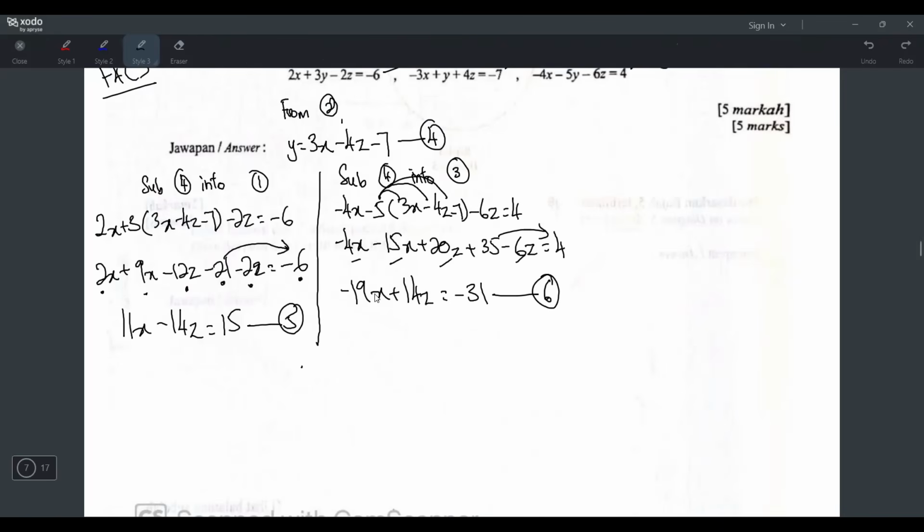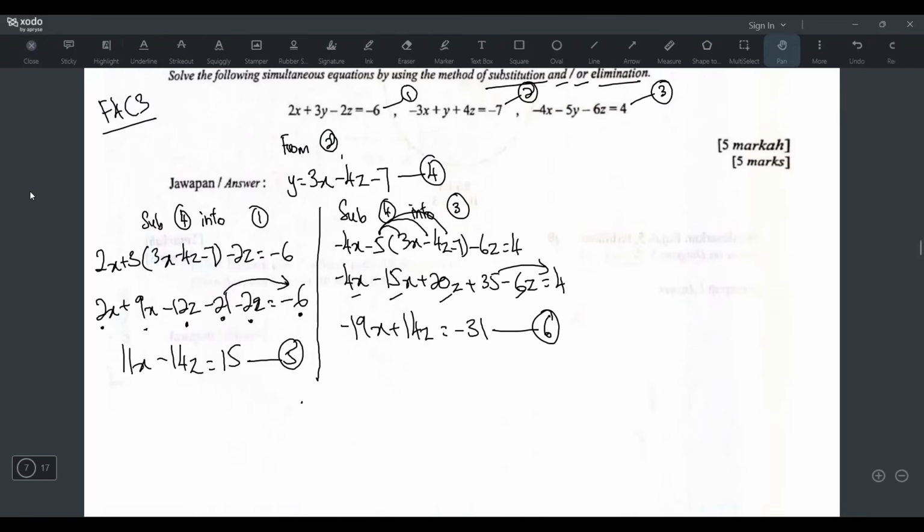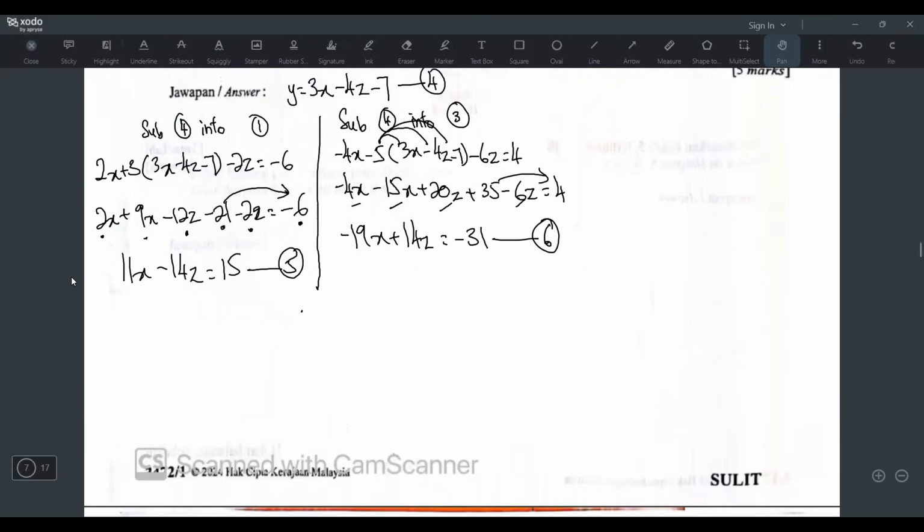Because I realize this one. So that's how I usually decide. I look at all the coefficients. Okay. All right. So I will do elimination because it's easier. All right. So how do you eliminate?